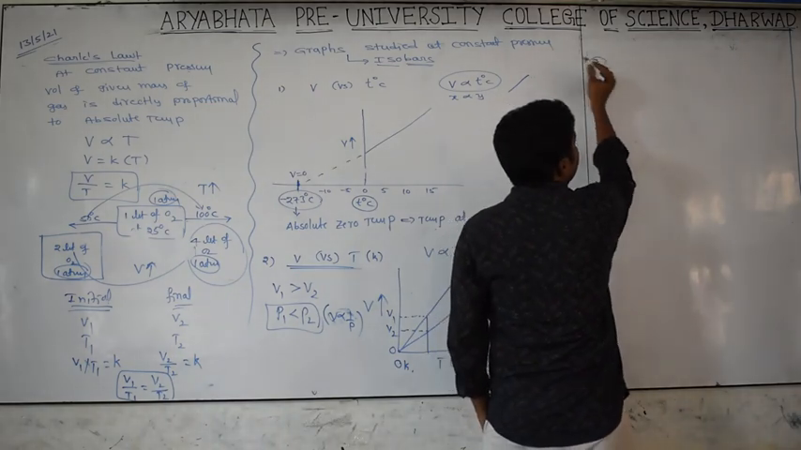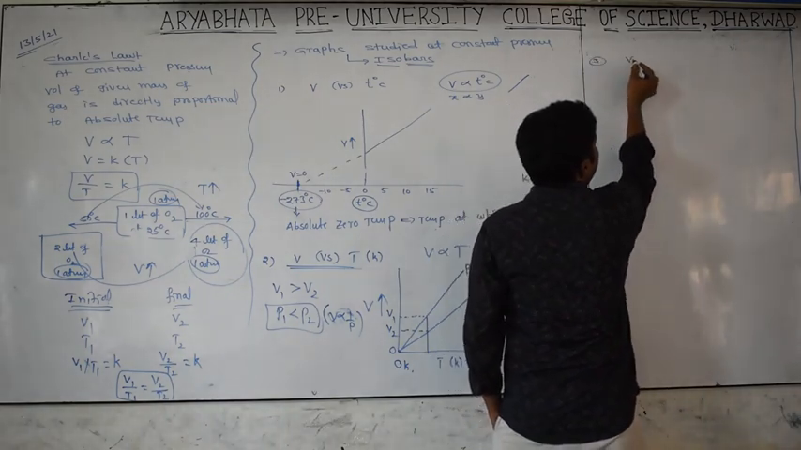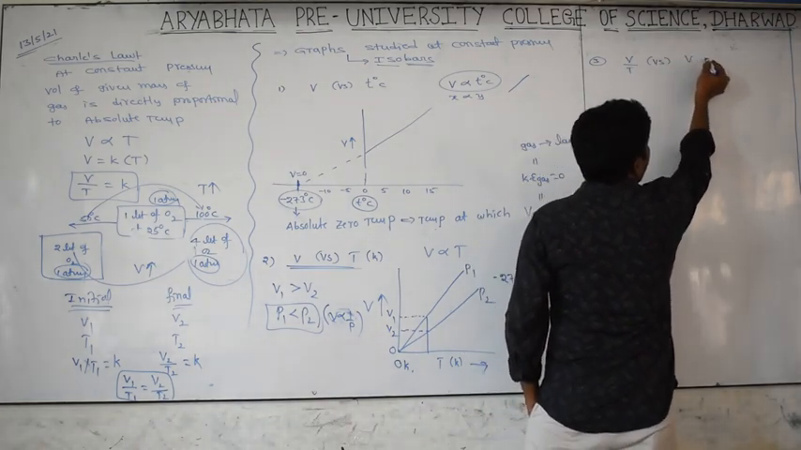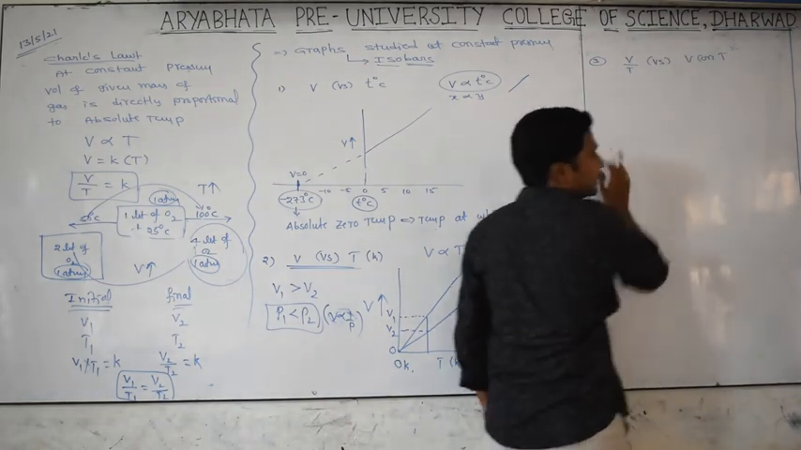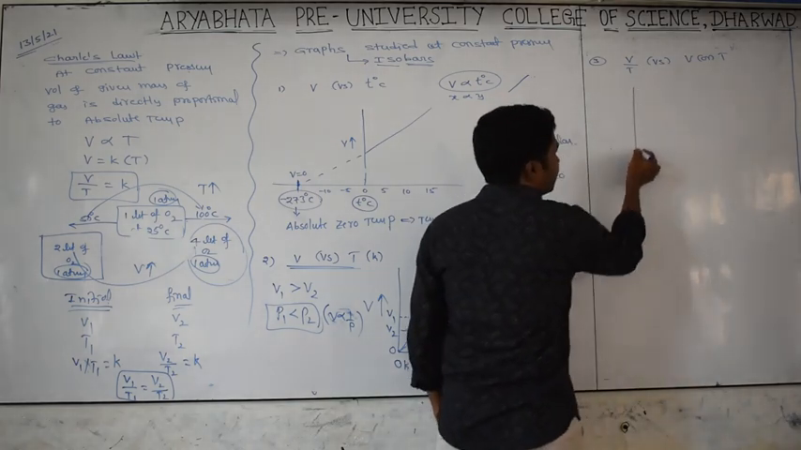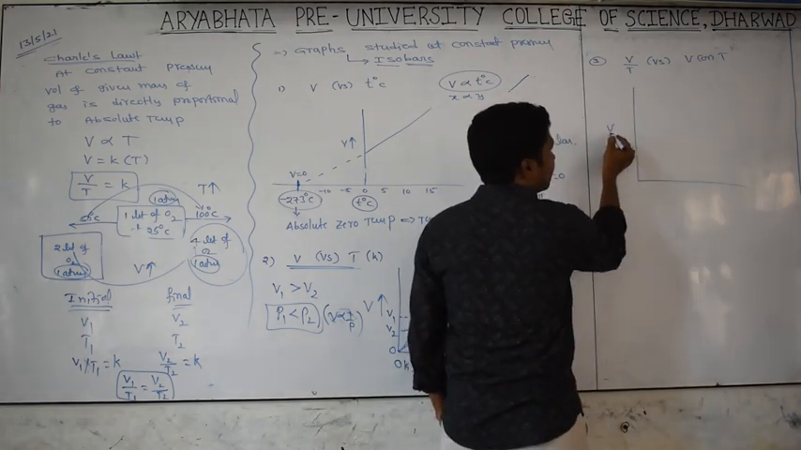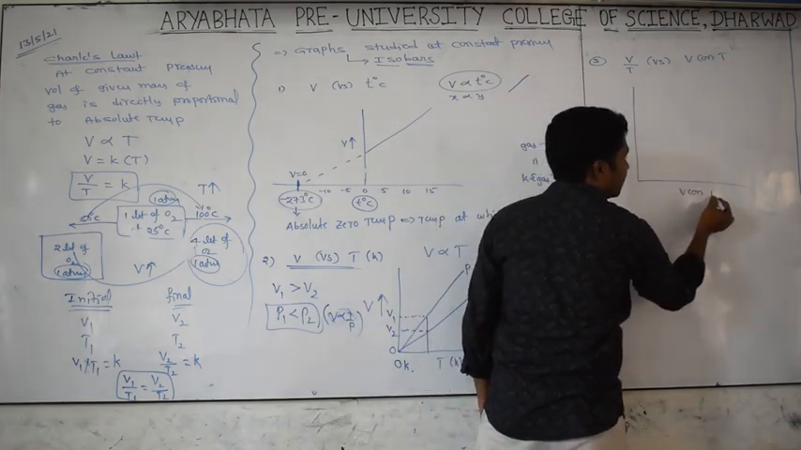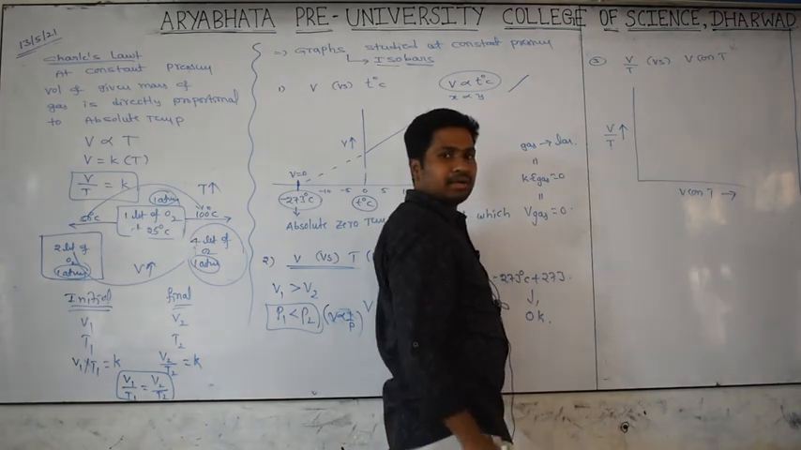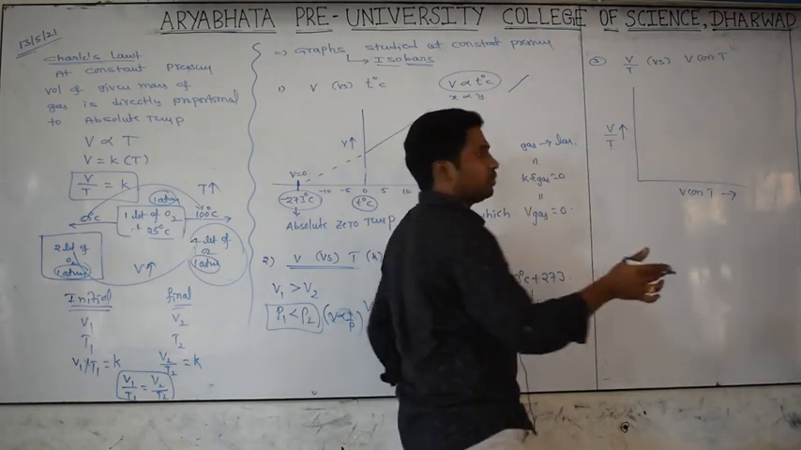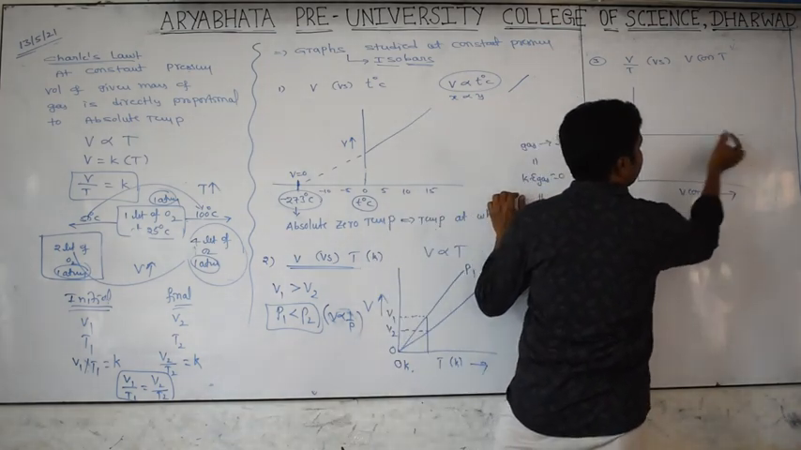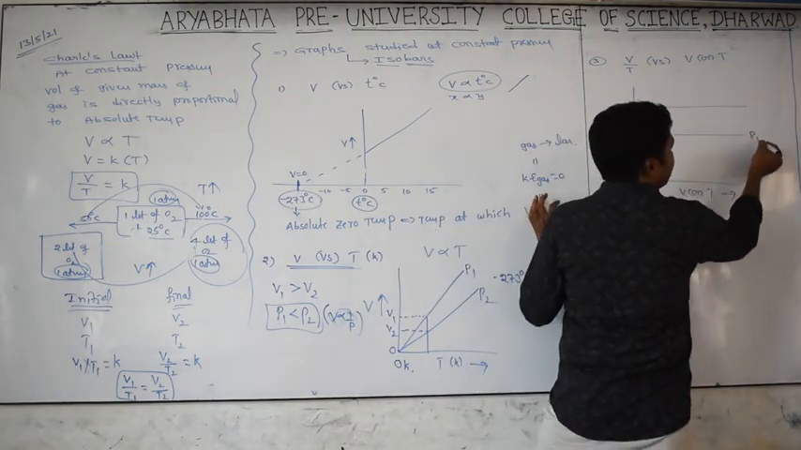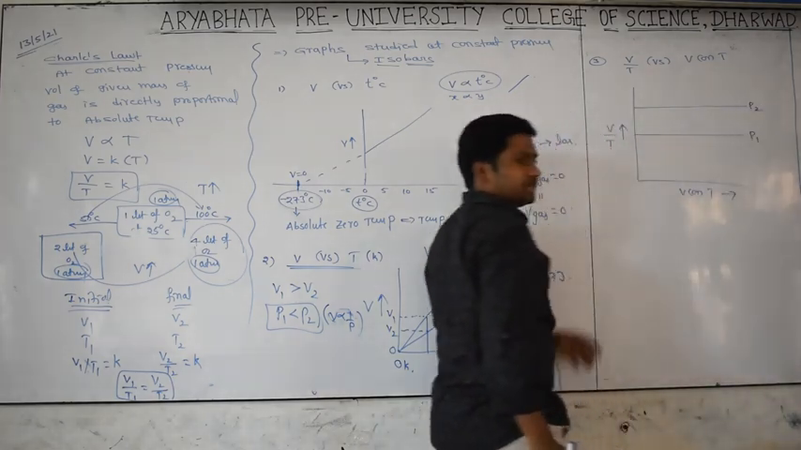I want to tell you some other graphs. The third graph is V by T versus V or T. I will take V by T on the y-axis and V or T on the x-axis. What are you getting? Whatever volume, whatever temperature you maintain, the V by T value will be maintained constant. This is the graph at P1 pressure. This is the graph at P2 pressure.